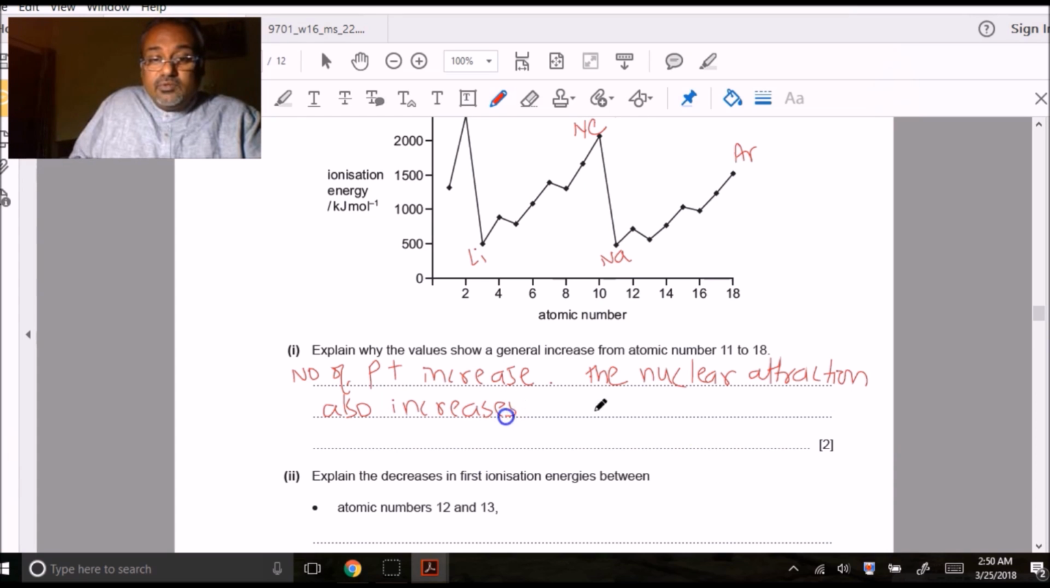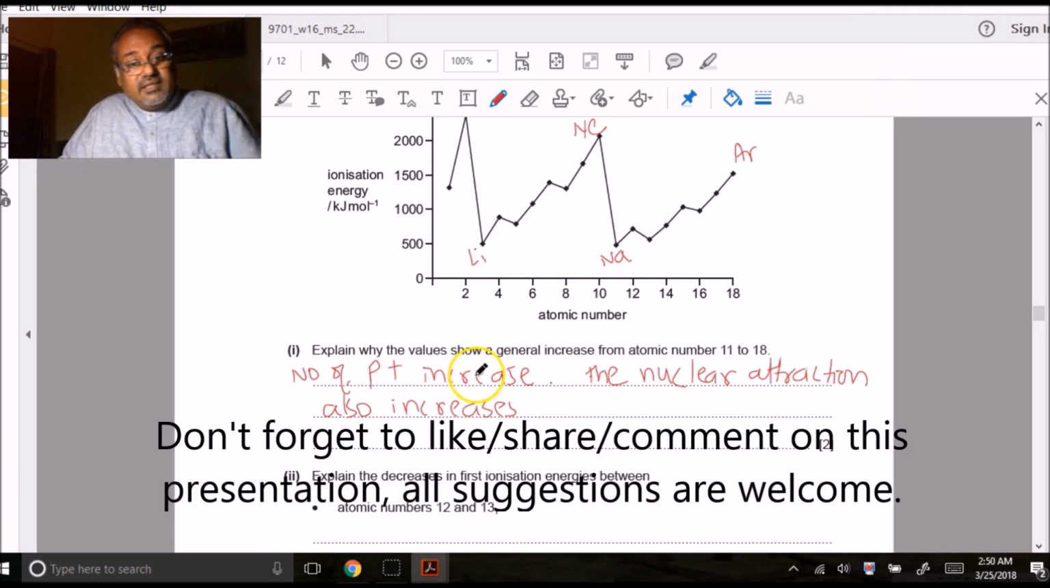Since it's only worth 2 marks at this point, that will be enough. So the number of protons is increasing. Instead of that, you could say nuclear charge is increasing. That is accepted. And so because of that, this happens. Now have a look at this question.